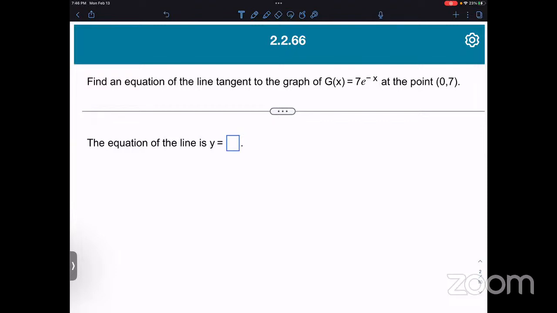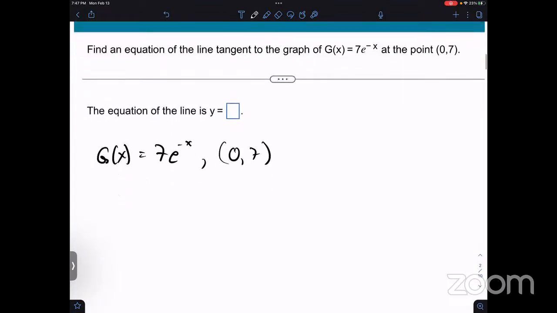So let's start by finding the derivative. We got this g. Let me just get a copy. We got 7e^(-x). All right. And we're going to be investigating the point (0, 7). Okay. So then when we go to find g prime, right? The derivative of e^x is itself. So we're going to have 7e^(-x), then times the derivative of that power, which in this case is -1. So ultimately, that's going to be -7e^(-x), okay?